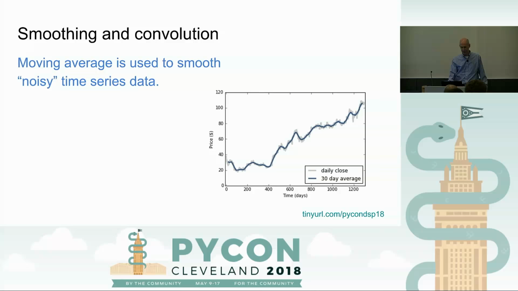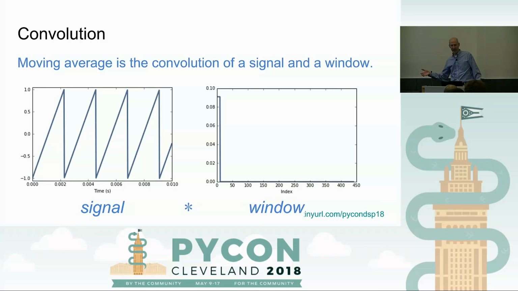So what this looks like in signal processing land is I've got this signal that's a function of time, and I've got this window. In this case, the window is, I think, 11 samples long. So what it means is I'm going to take the first 11 samples, average them together, and then shift the window over by one. I'm going to take the next 11 overlapping samples. So first it's 1 through 11, and then 2 through 12, and then 3 through 13, and so on.